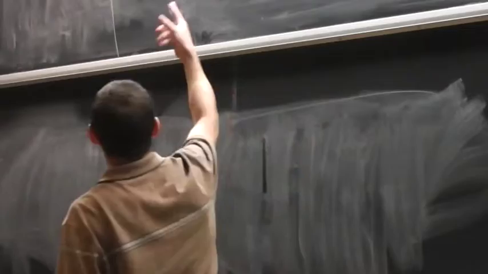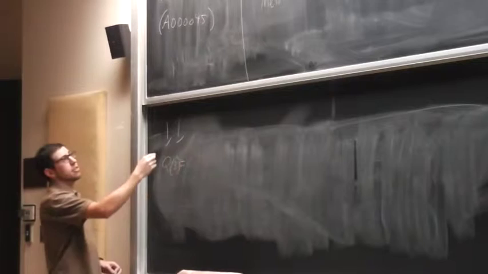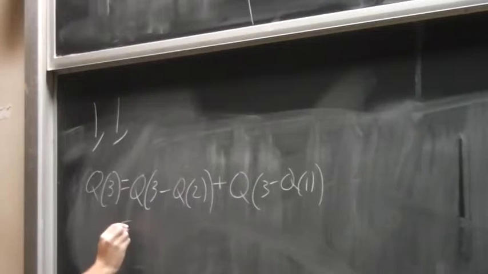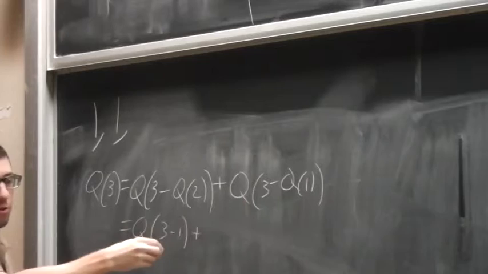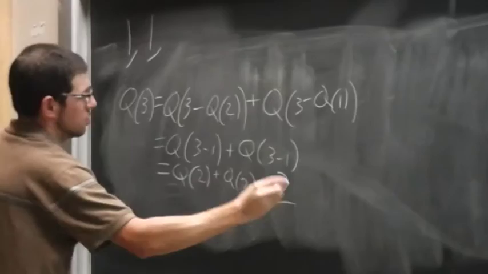So let's calculate a few terms of that sequence. The first term is 1, and the second term is 1. So now, Q of 3. Well, that's Q of 3 minus Q of 2 plus Q of 3 minus Q of 1. Well, Q of 2 is 1. Q of 1 is also 1. So this is Q of 2 plus Q of 2, and Q of 2 was 1, so this is 2. So the third term is 2.